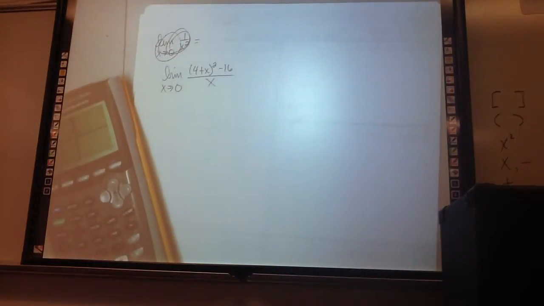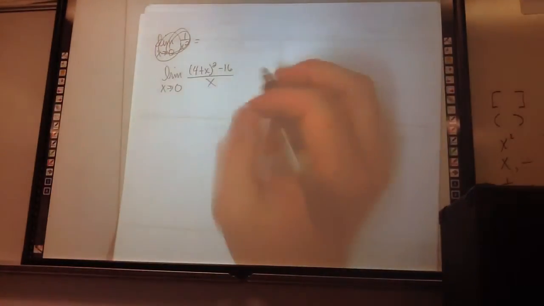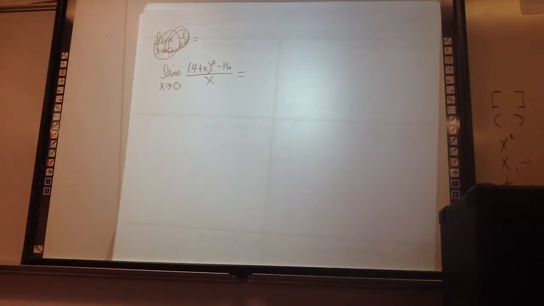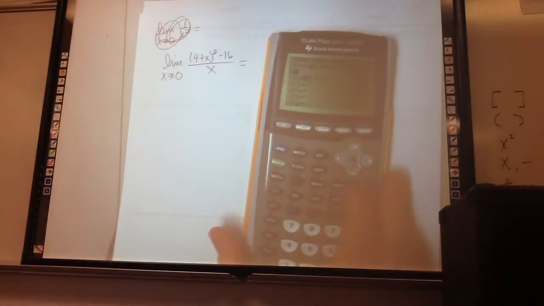So if you have that one, it's nonexistent. This is a better example. If I just plug in 0 for x, can I do it? No, because you can't have x on the bottom. But guess what? This one does have a limit. And if I look at the graph of it, I can see it.